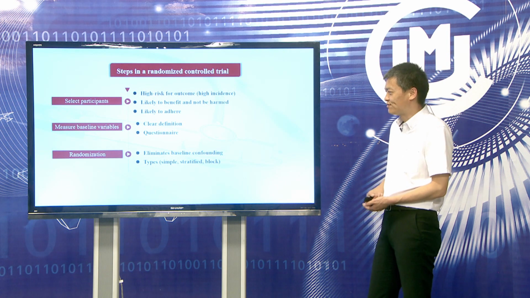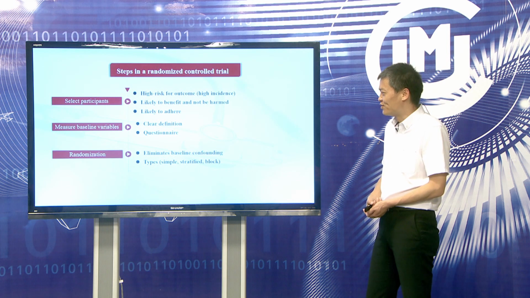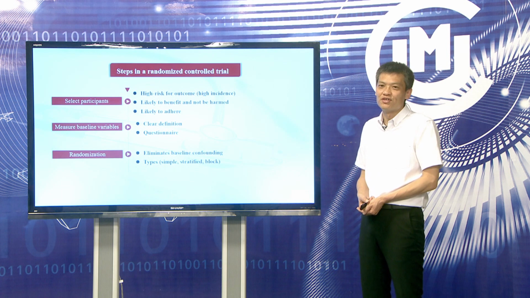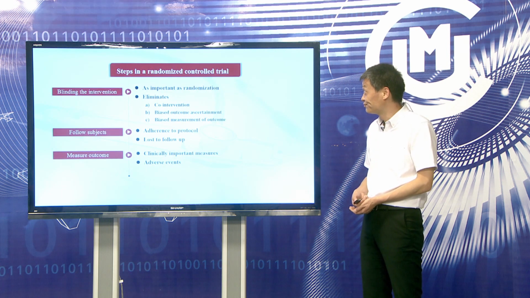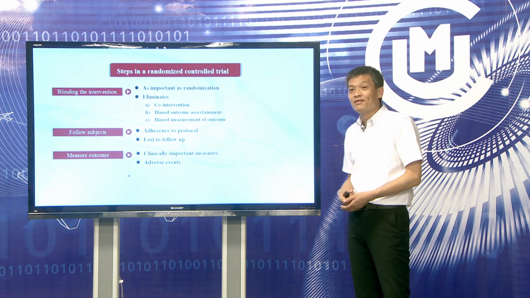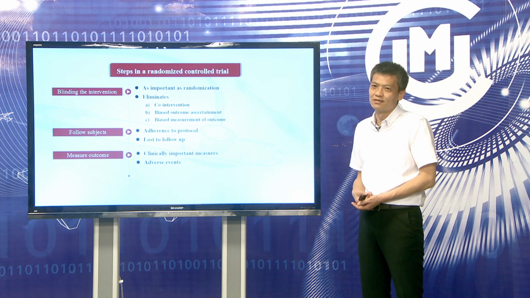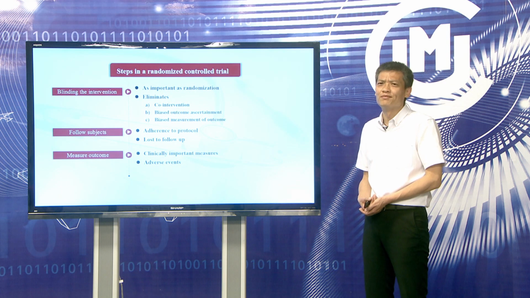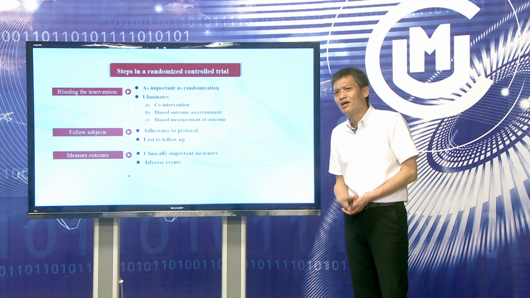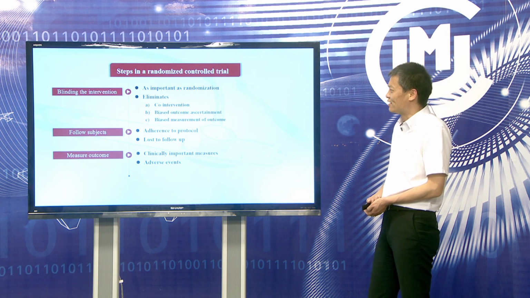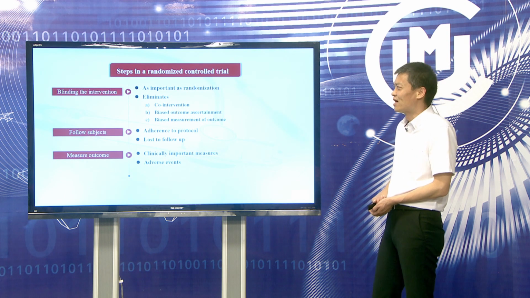Randomization can help us to eliminate baseline confounding. There are three types of randomization, that is simple, stratified, or block. The blinding is important in RCT, and is very important as randomization. And the blinding can help us eliminate the co-intervention, biased outcome estimate, and biased measurement of outcome.